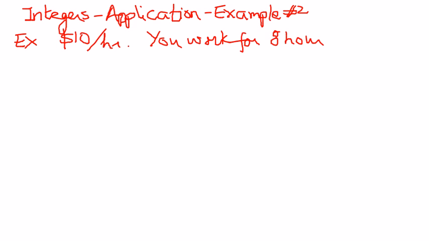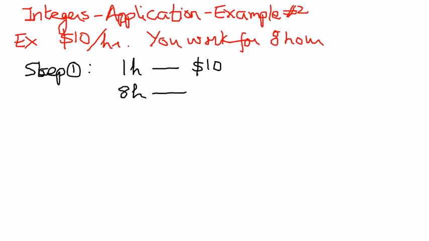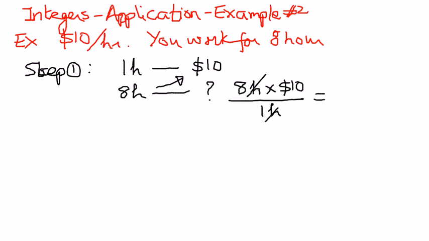So what is it we need to know? Step number one, when we work for 1 hour, we are getting $10. If you work for 8 hours, how much money would you get? We cross multiply this, or we can write it as 8 hours times $10 divided by 1 hour. The hours cancel out, leaving us with a dollar amount. So 8 times 10 is equal to $80.